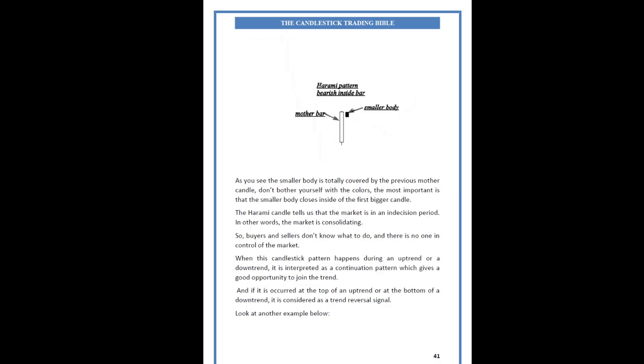So this is the Harami bearish pattern, and clearly you can see the mother bar is consuming the smaller body, the baby bar. As you see, the smaller body is totally covered by the previous mother candle. So the colors don't even matter. That's what the book says. It's just about the concept of one candle completely consuming another.